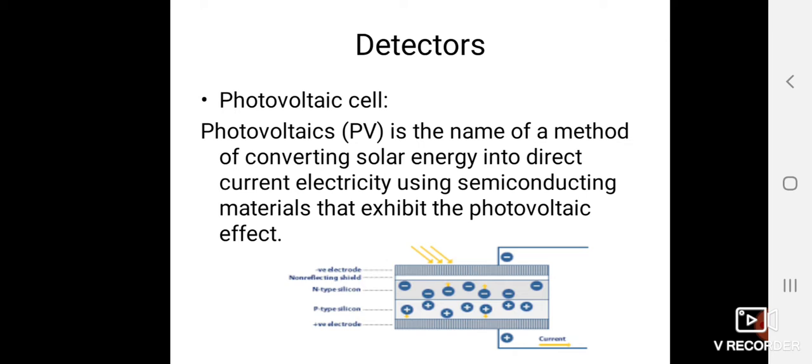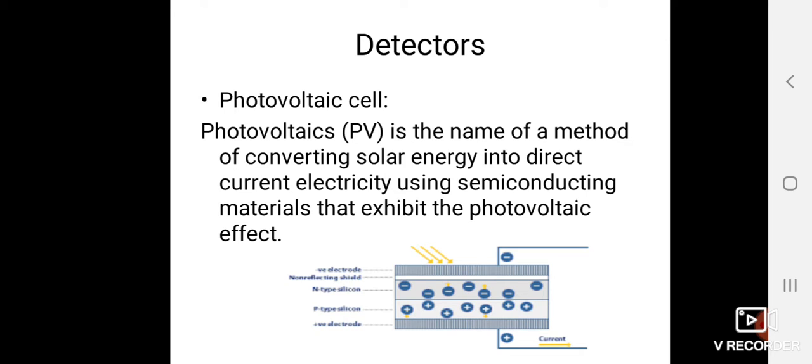From the sample holder, the light will now pass to the detectors. There are varieties of detectors people use. First is photovoltaic cells. They are a very simple type of detector. The photovoltaic cell is named based on converting solar energy, because photo means light, into a direct current, voltaic. Here, in the construction, you can see down there will be two electrodes. In between there will be the photo material applied, which has N and P type silicons.